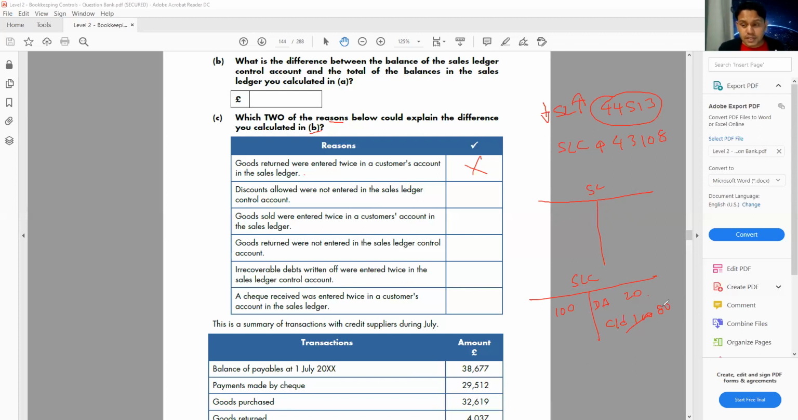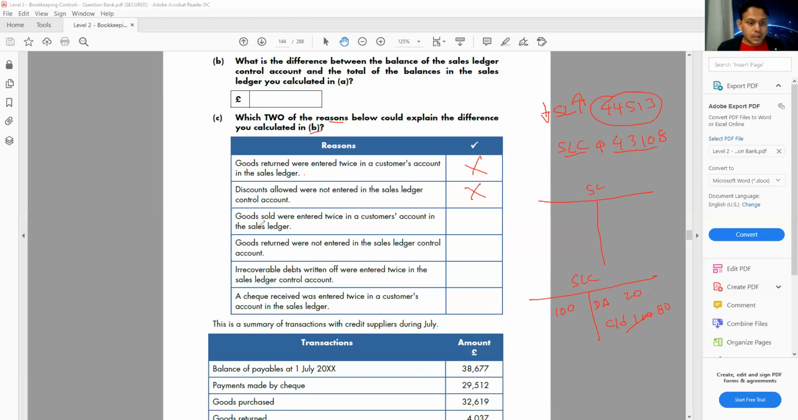So because of that reason, my sales ledger control balance will go down. It's already less compared to the sales ledger account. So I'm not going to take any reason that will make it go more down. So my balance will go more down. I said, no, this is not the reason.